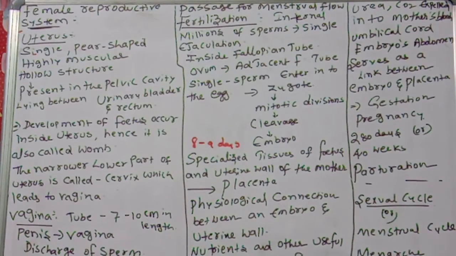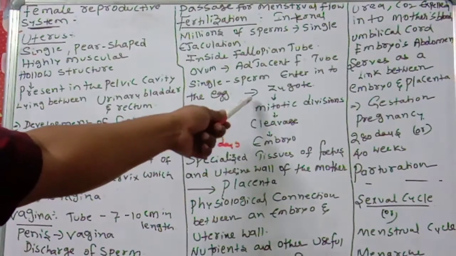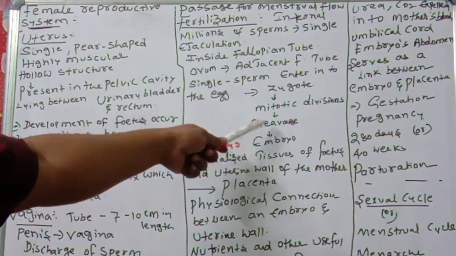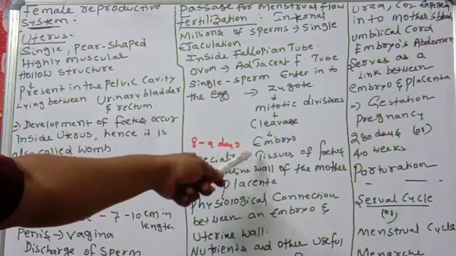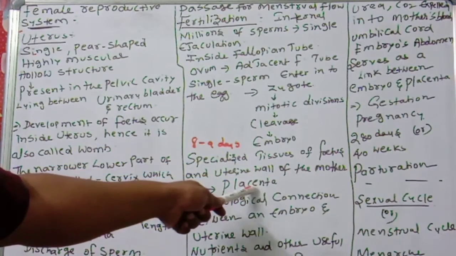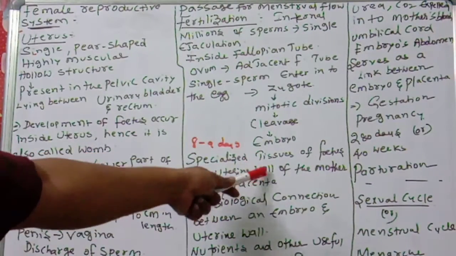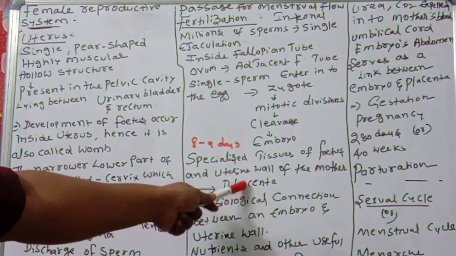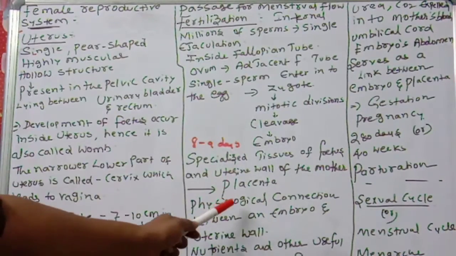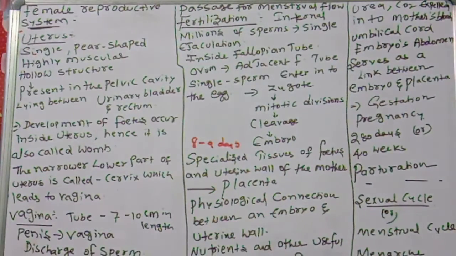So after fertilization, how many days? 8 to 9 days after, the zygote undergoes mitotic division, cleavages, and the embryo will be formed. After 8 to 9 days, the specialized tissue of the fetus and the uterine wall of the mother together form which structure? Placenta. So placenta is a physiological connection between the embryo and the uterine wall of the mother.